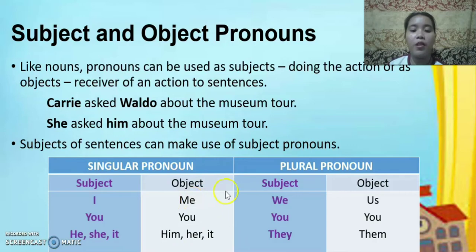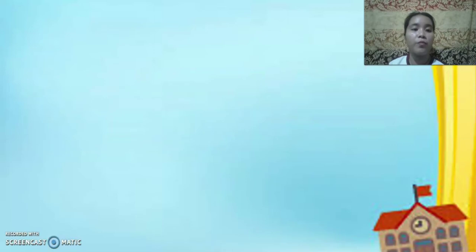Okay? Remember this, children. Plural pronouns. So plural subject pronouns are we, you, they. We as plural, I mean first person, you second person, they third person. Object plural pronoun. Us first person, you second person, them third person. So remember this table here, okay? With the other pointers that I have given you.